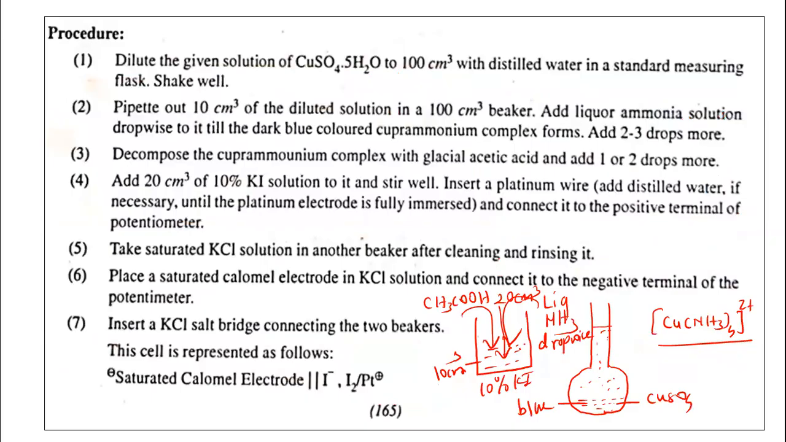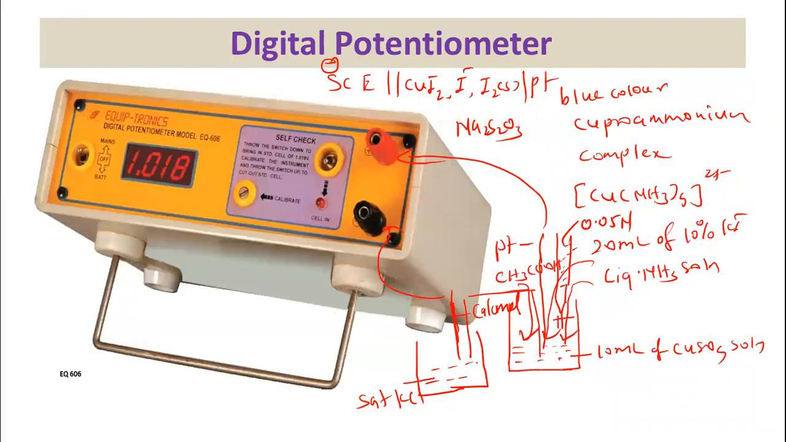So in this way we have to perform the experiment. We have to set up the experimental setup in this way, and we have to measure the EMF of the cell every time we add 0.5 cm cube of sodium thiosulfate solution. Initially it has a very dark color.